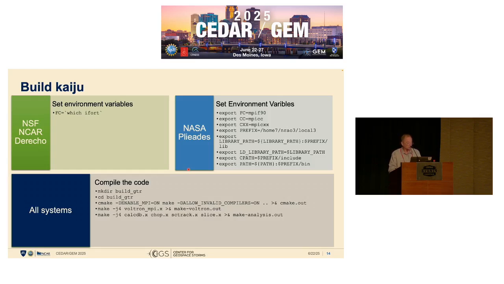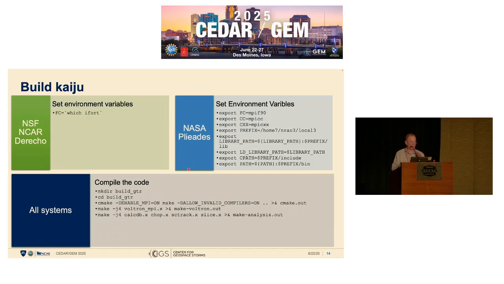There are also several other tools that we recommend building at this time. These are CalcDB, CHOP, SCTrack, and Slice. CalcDB is a tool that allows you to calculate that delta B, that ground magnetic field perturbation, from the currents that are flowing in the magnetosphere, field line currents from the magnetosphere boundary down to the ionosphere boundary, and the currents in the ionosphere.